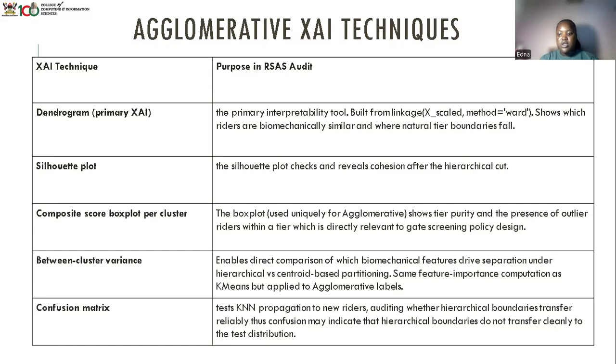Moving on to our silhouette plot, it uses the silhouette score on the aggregate labels to check that clusters remain internally tight after cutting, which is very important because agglomerative clusters tend to be unequal in size.